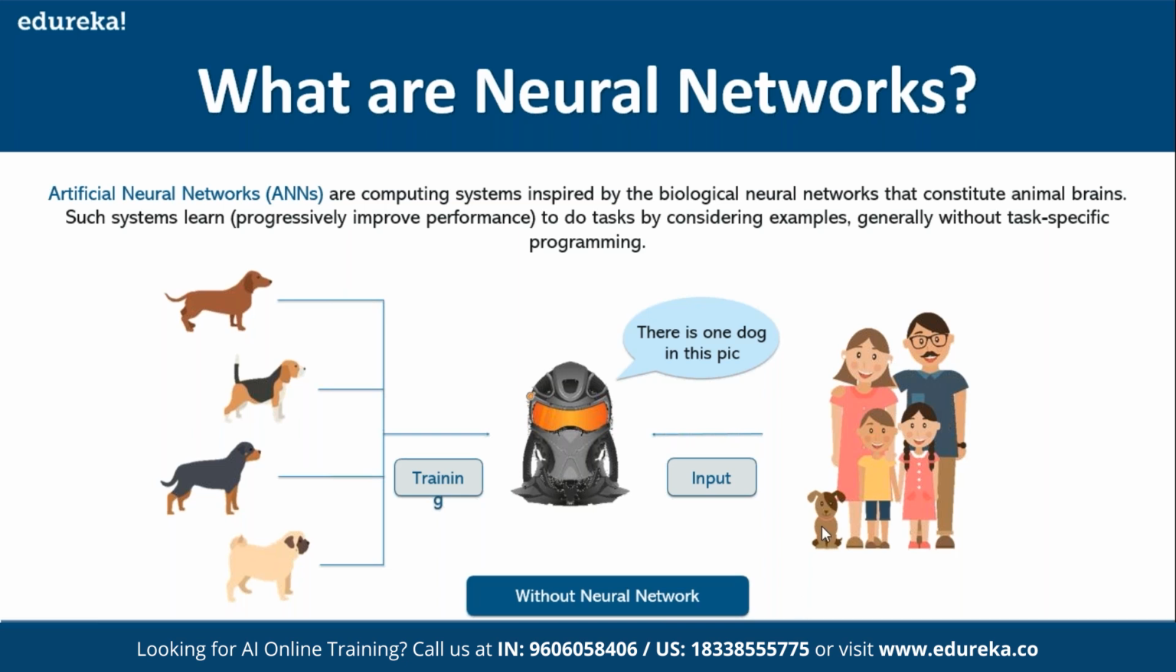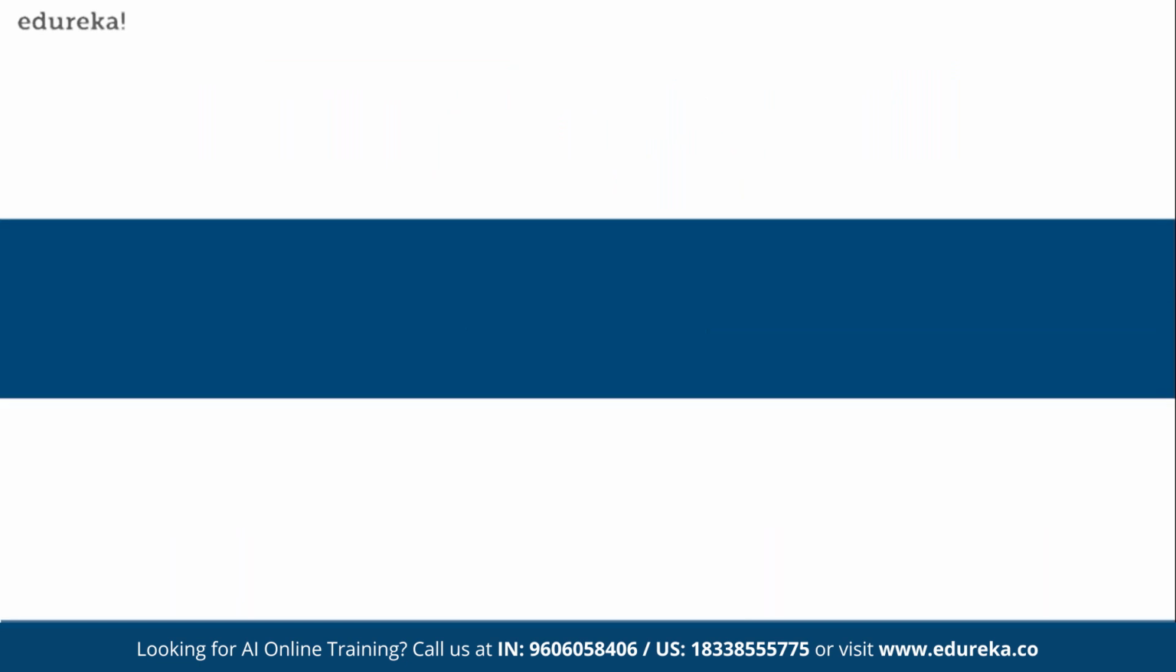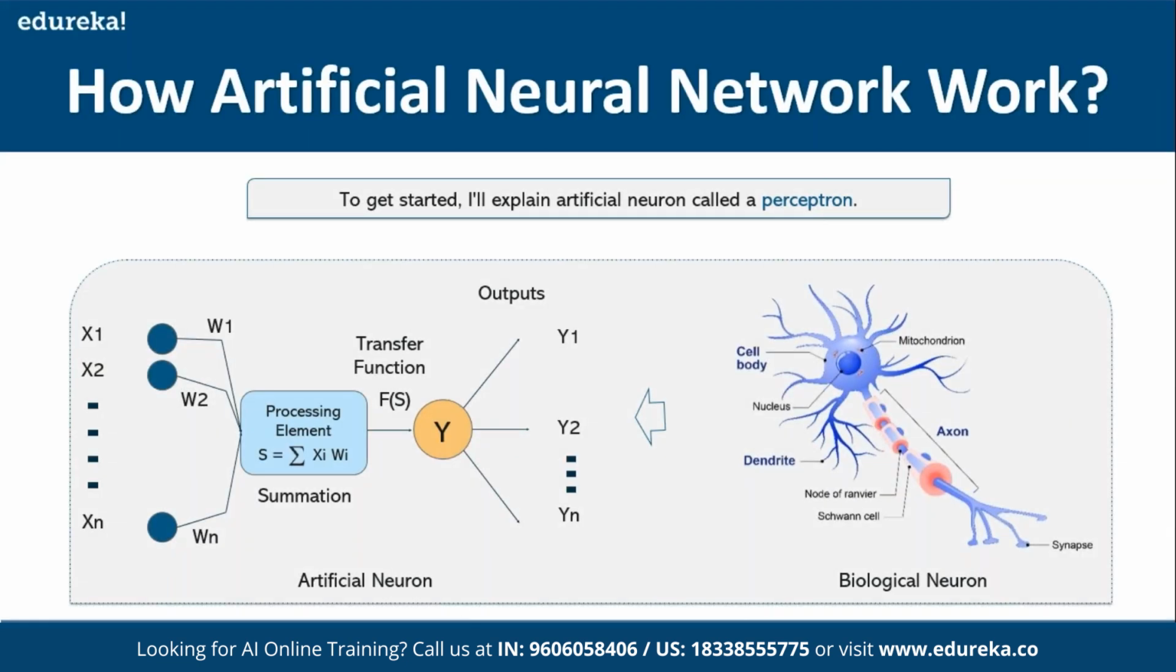To make a machine get the same level of understanding, the neural network becomes handy, which means with a neural network, you will be able to make the application understand what it is. So this is an artificial neural network, how it looks by image. So here we have a biological neuron and we have an artificial neuron.